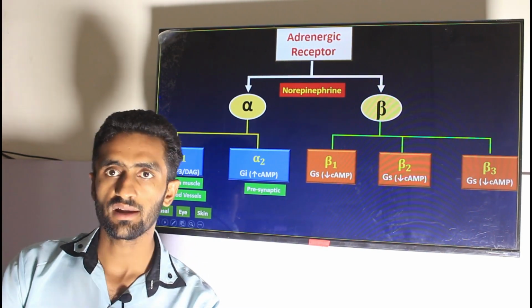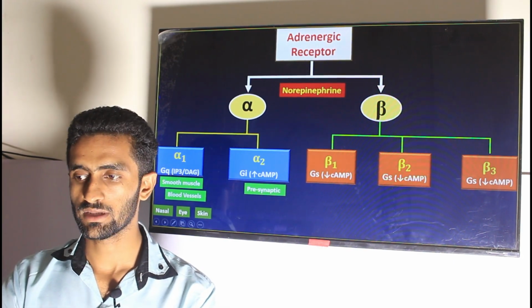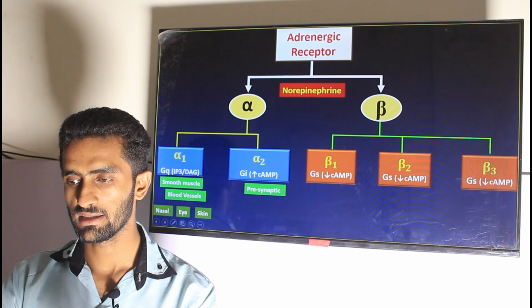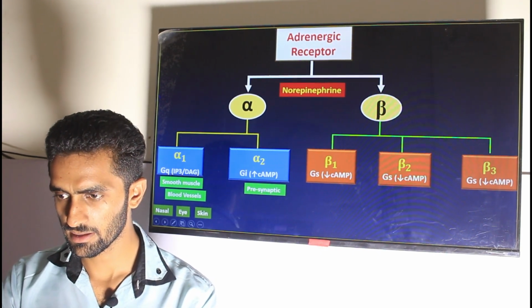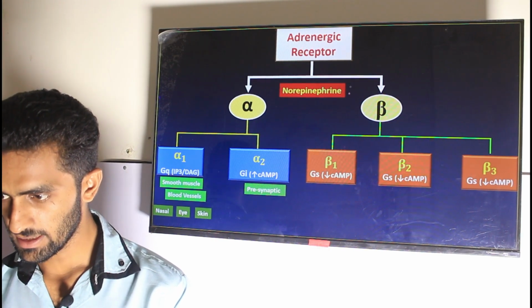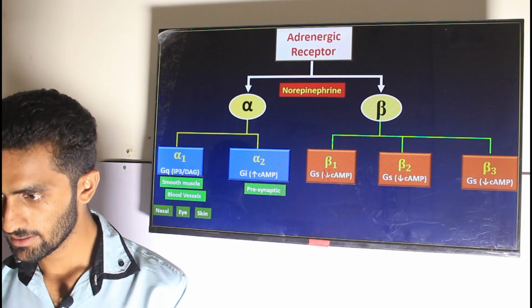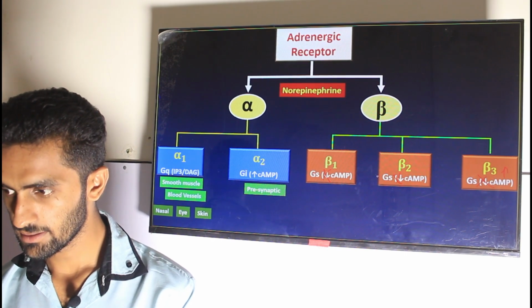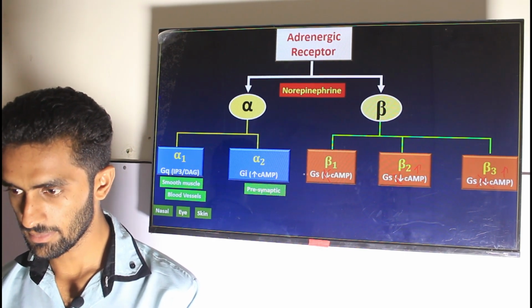Okay, so they all are Gs coupled. Okay, G protein Gs coupled. They mean they increase the cyclic AMP. This is, I think, again a mistake. So they are actually not decreasing. They increase the cyclic AMP.